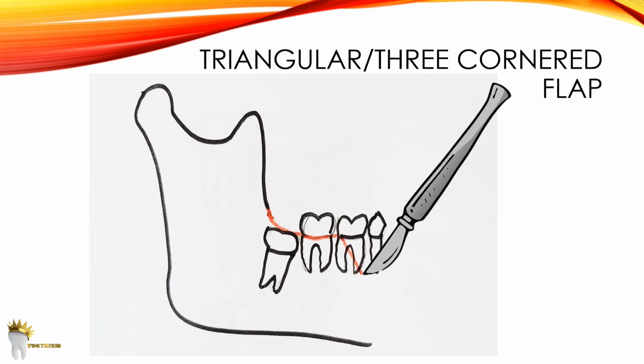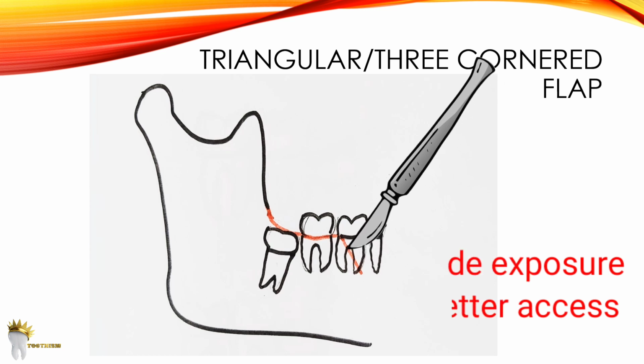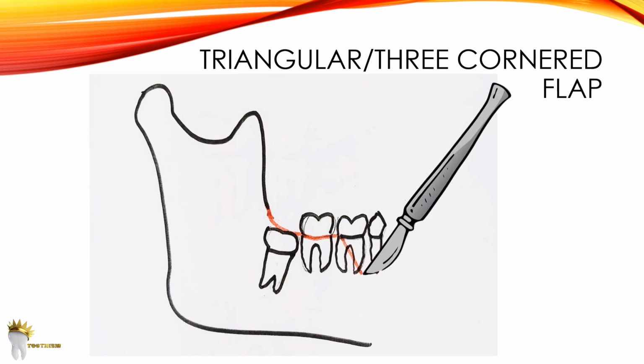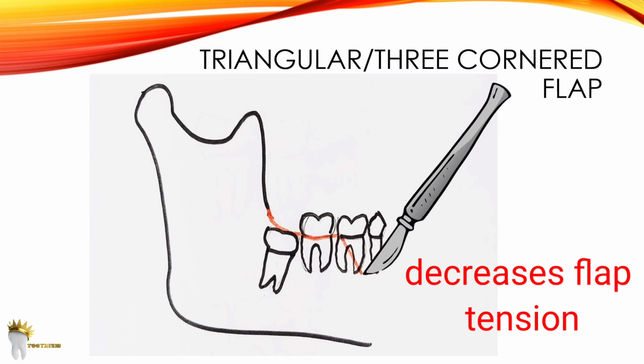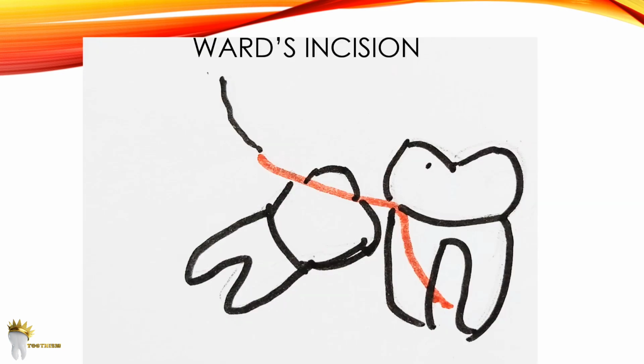Second type of flap is the three-cornered flap or triangular flap. As you can see here, we have a releasing incision. So this gives us wide exposure and better access. Also, it decreases flap tension while we are retracting the flap. So there is rapid wound healing. Now let's look at some incision designs.